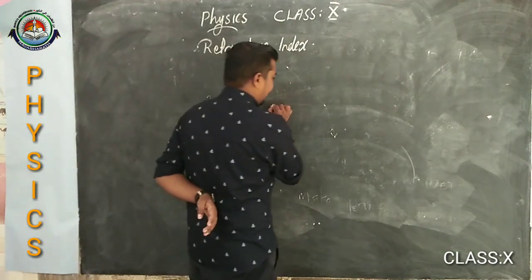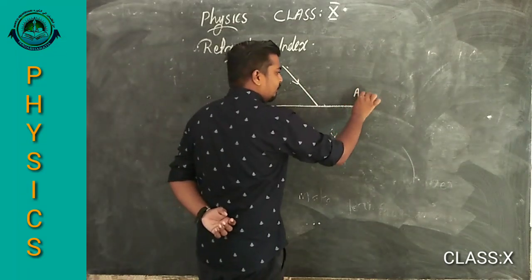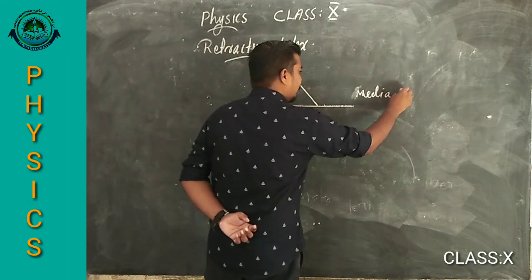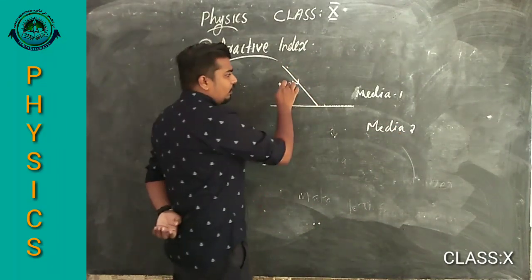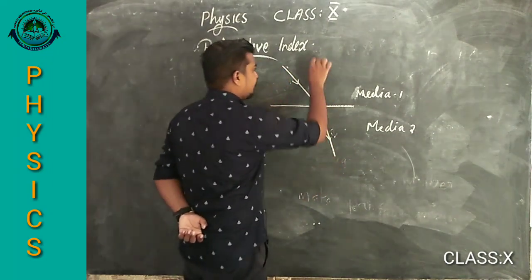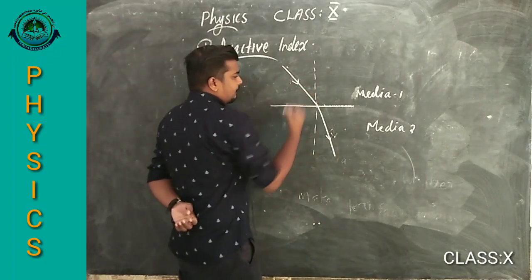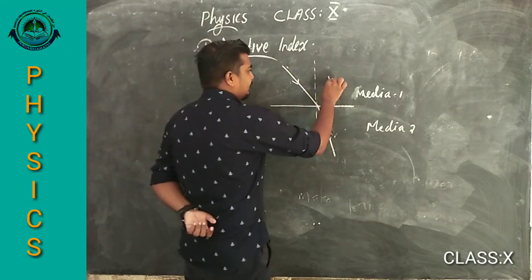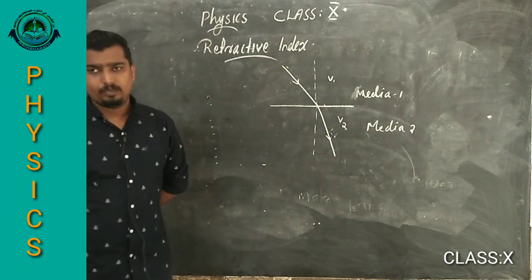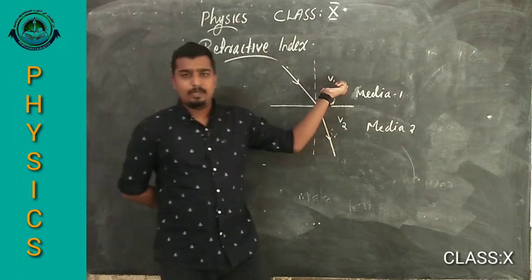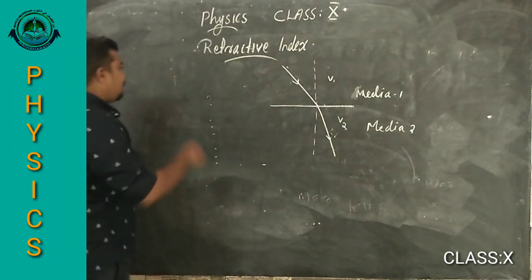Let us consider two media. Here this is our incident ray, and consider media 1 and media 2. The light ray is coming from media 1 to 2. Here the speed of light in the first media is considered as v1, and the speed of light in the second media is considered as v2. That is, if the speed of light in the first medium is v1 and in the second medium is taken as v2, then the refractive index.